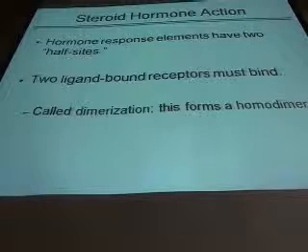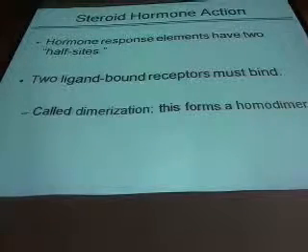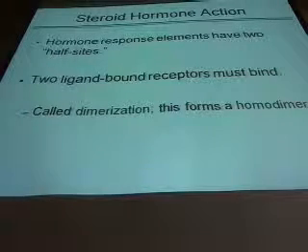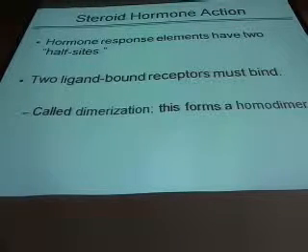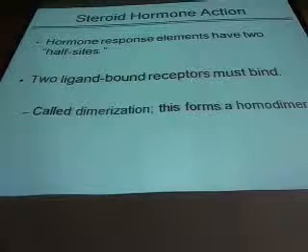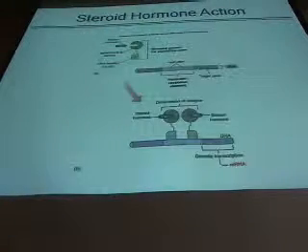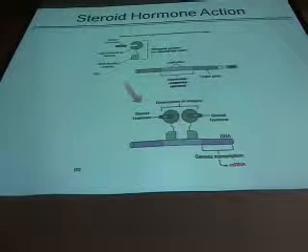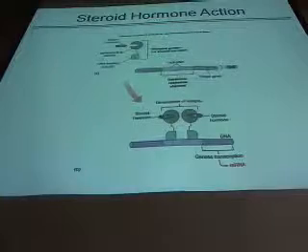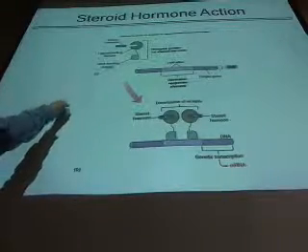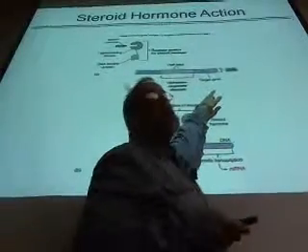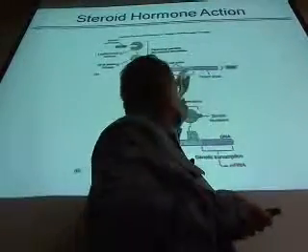With thyroid, you have two sites that it has to bind, but they're two different molecules. It's still dimerization, but it's called a heterodimer. Steroid: it gets to the binding site. It gets into the nucleus. You have these two half sites to get to the target gene starting to replicate.